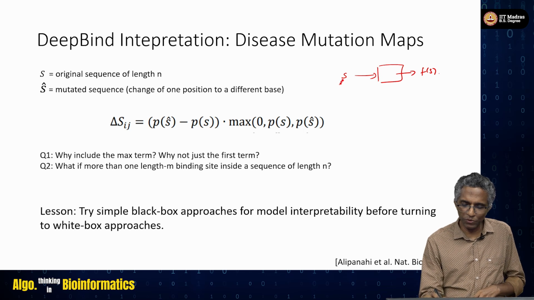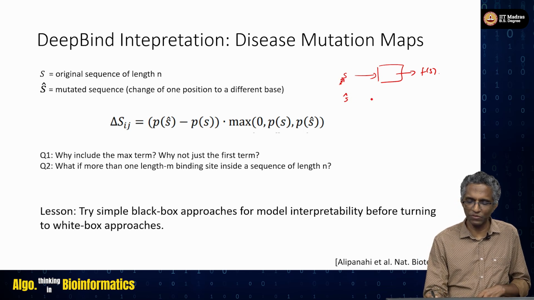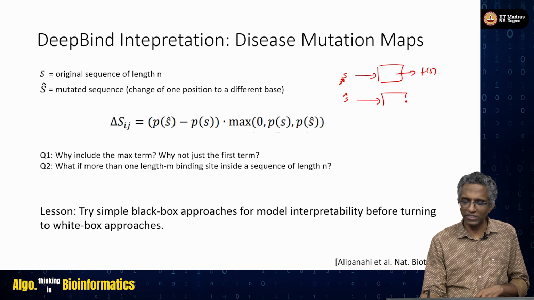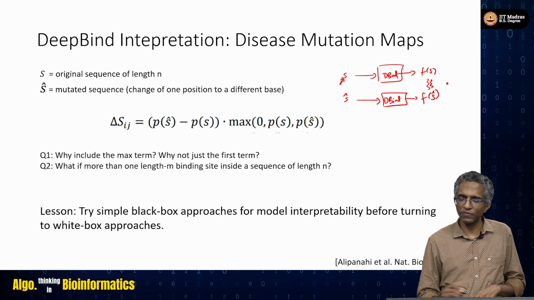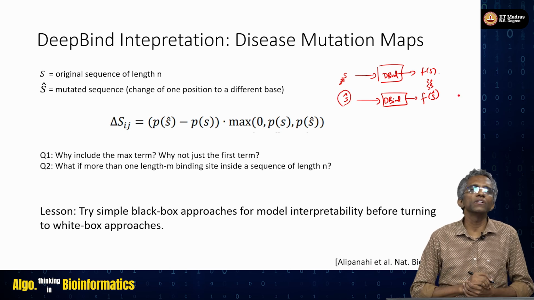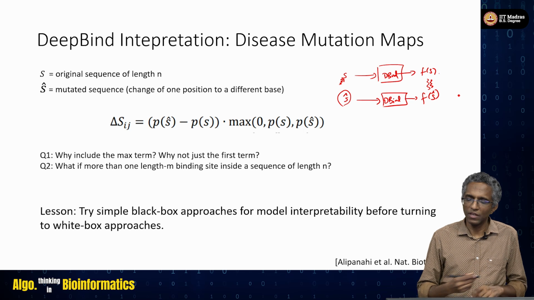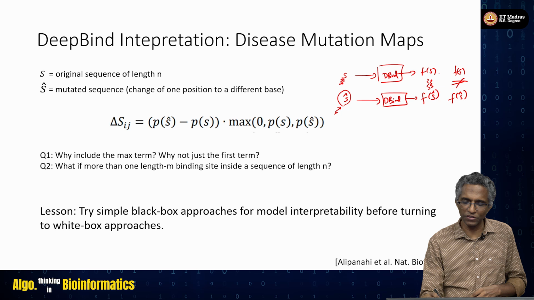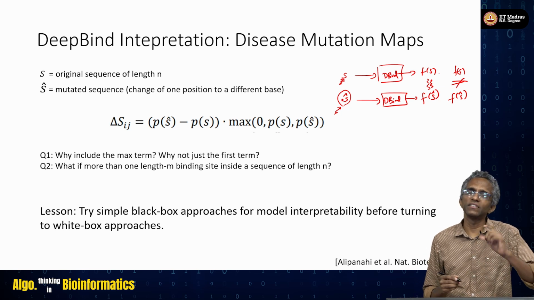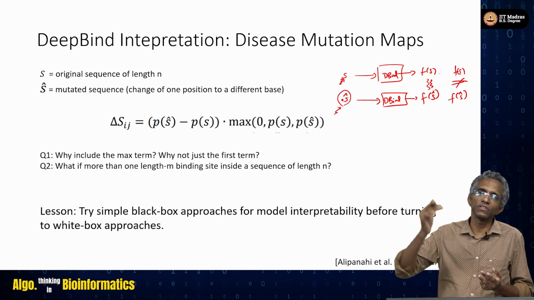If you now make certain mutations to this S, and you get S hat, the mutated S, then you can use the same DeepBind model, this f, and you can get f of s hat. If f of s hat is very similar to f of s, then you know that the mutation has not done anything to the binding properties of the sequence. But if f of s hat is very different from f of s, then you know that the mutation introduced into S to convert it into S hat has a deleterious effect. It either increases the binding strength or decreases the binding strength.